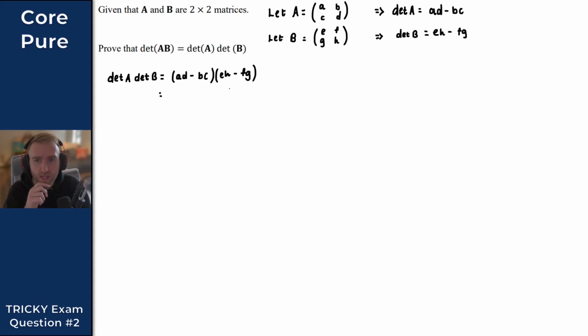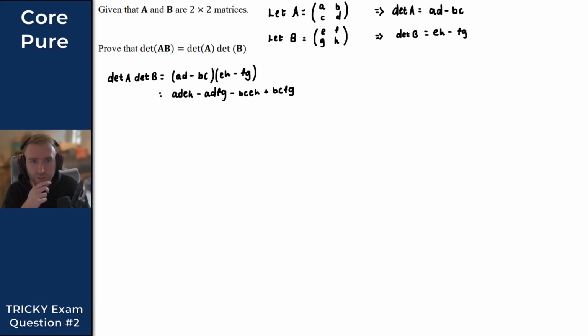Starting off, we've got AD times EH, so we get AD, EH. I've then got AD times minus FG, so I get minus AD, FG. I've then got minus BC times EH, so again we get minus BC, EH. And finally, minus BC times minus FG. Be very, very careful with your signs here: what we should get is plus BC, FG. Perfect. Clearly, this is the result that we want for the determinant of the product AB.